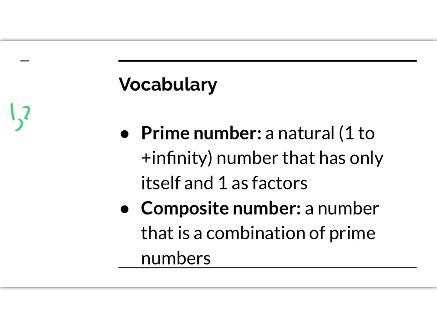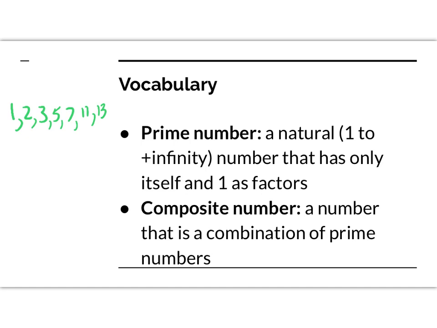1, 2, 3, 5, 7, 11, 13. You might want to Google this because there's a list of the numbers from 1 to 99. There's actually a list from 1 to 1,000 of prime numbers. Numbers that can only be divided by themselves and 1. So 1 times 1 is 1. 2 is the only even prime number listed.